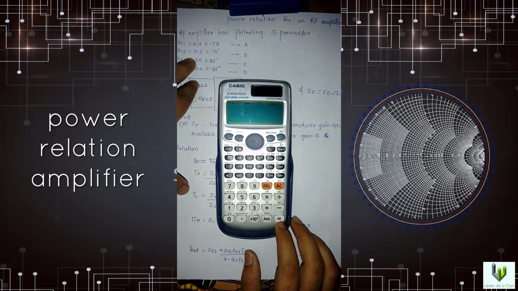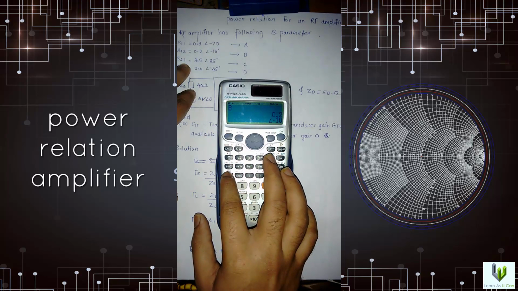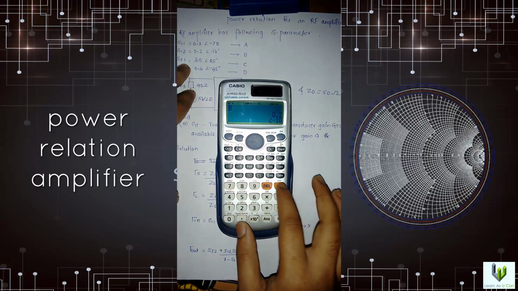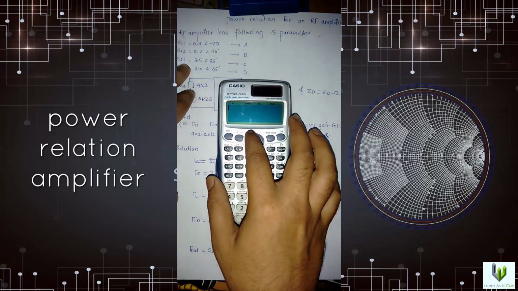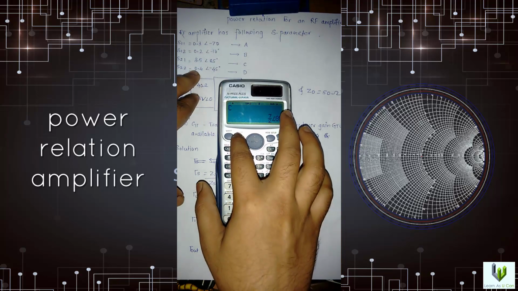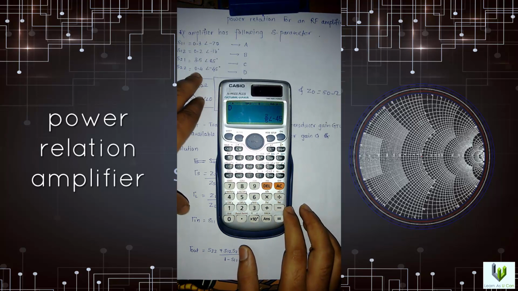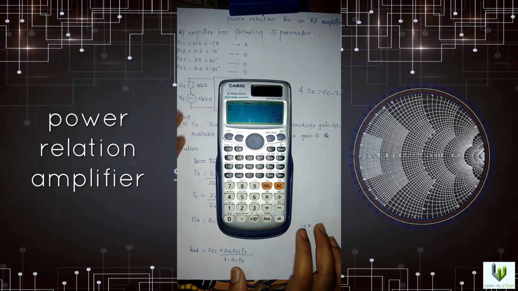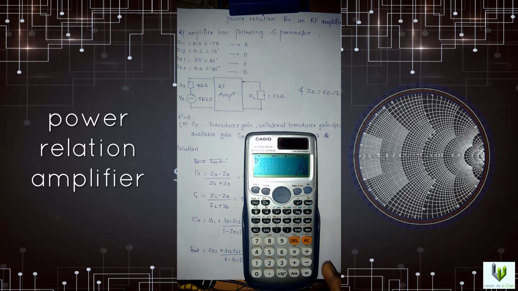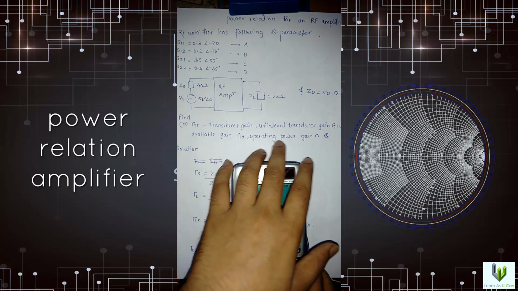Alpha B is equal to 0.2, angle -10. Alpha C is equal to 3.5, angle 85, and alpha D is equal to 0.4, angle -45. Now we have to use these in all these formulas. We have to find the transducer gain, unilateral gain, GA, the operating power gain.